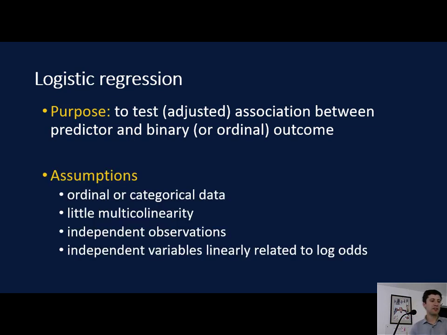In addition to assuming that the data fit one of those types, ordinal or categorical or binary, this model also assumes there's little multicollinearity. That is, our predictor variables are not strongly correlated with one another. It assumes that the observations are independent. And this is the tough one where math comes into it. The independent variables are linearly related to log odds. I don't think it's worth getting too into that, but I'll show you a little graph that maybe will help a little bit.